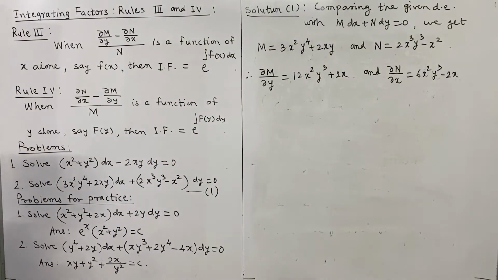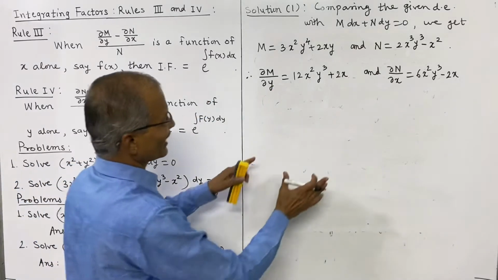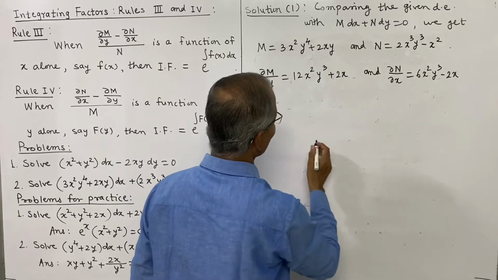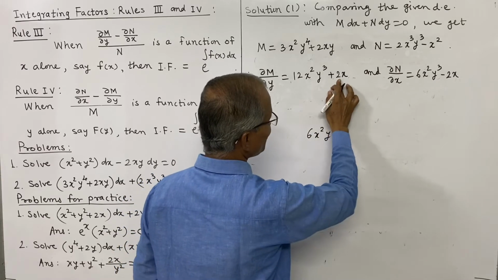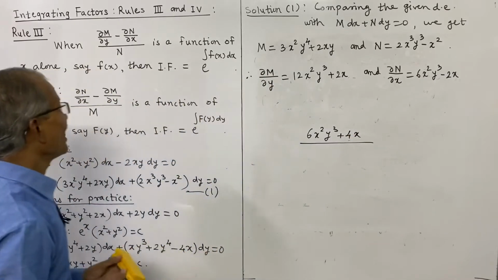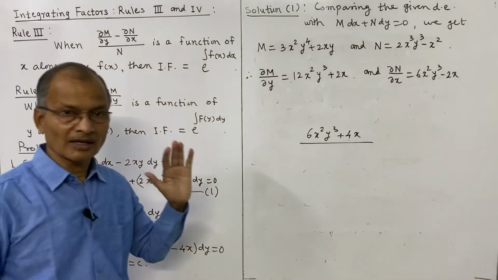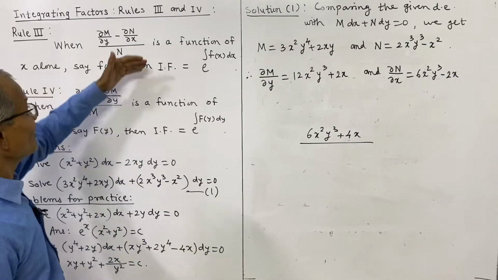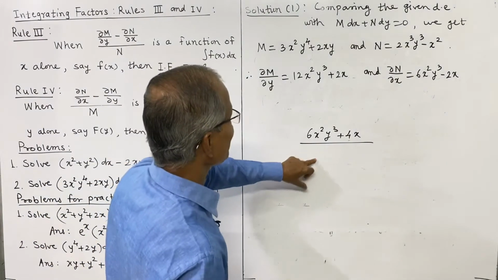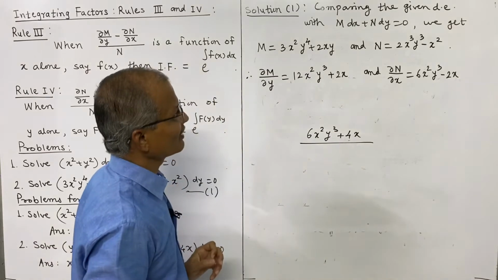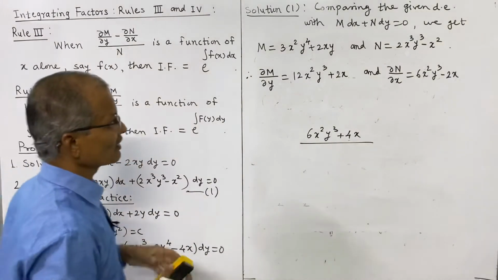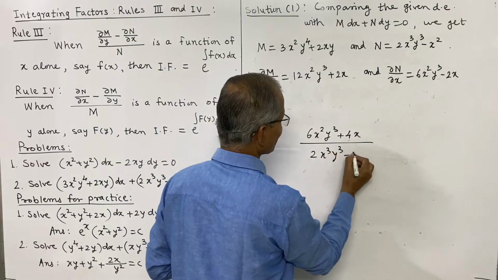Now if we subtract, so dou M by dou y minus dou N by dou x, what is the subtraction? It will be 12x square y cube minus 6x square y cube, that is 6x square y cube, and 2x minus of minus 2x, that is plus 4x. This is to be divided either by N or by M, and we should get either a function of x alone or a function of y alone. So in that way we have to decide which rule is to be used. Now if I divide this by N, we must get a function of x alone. So I shall write here 2x cube y cube minus x.